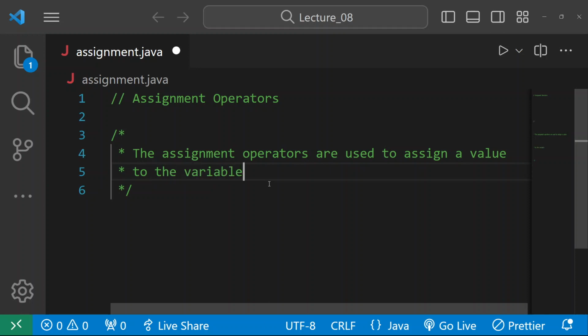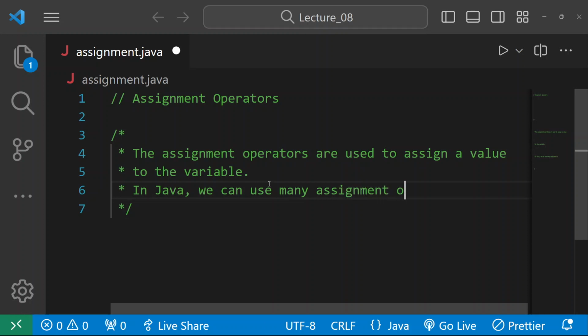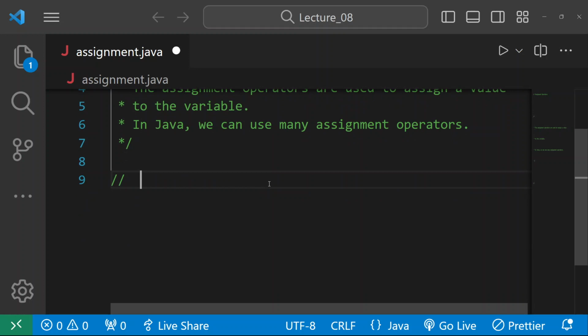So basically we are dealing with Java. In Java we can use many assignment operators. Many means there are different types of assignment operators, so I'm writing many assignment operators. Which are those operators? We will be seeing them one by one. No need to worry. So let me start with the first. I don't know what its name is; just remember plus equal to.